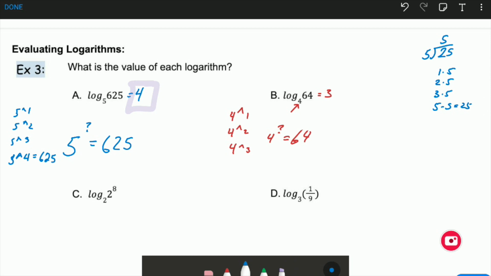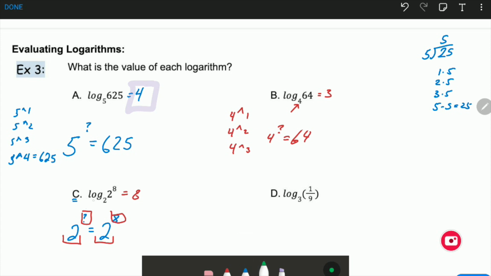Now the next two are a little bit different. So for C here, it's log base 2 of 2 to the power of 8. So what this asks us is, what power do we raise 2 to get 2 to the 8th? Which, if you look at that closely, it kind of seems like a pointless question, because we have 2 to the power on both sides. So what exponent needs to be there? Well, simply 8. And as we'll discuss further, log base 2 and 2 to the power, they are inverses.